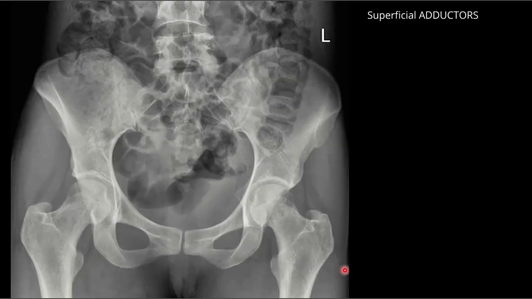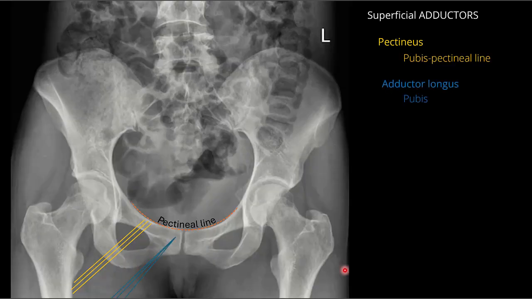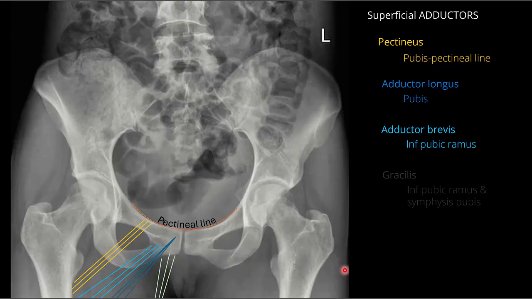Muscles of adduction are going to be found medially. The superficial layer begins with pectineus. It goes along the pectineal line. Additional radiographic lines will be discussed shortly. Then the adductor longus that originates from the body of the pubis just below the crest. Inferior to the longus insertion is the insertion for adductor brevis from the inferior ramus, and most medially, gracilis.